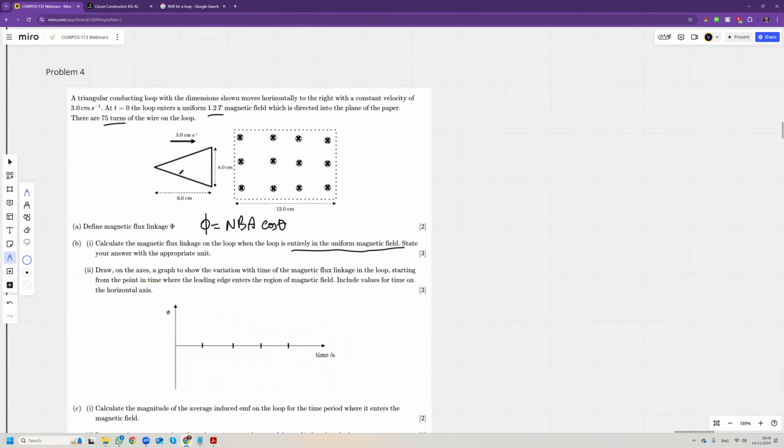That's a good question. So we need the area. So this is a 6, that's a 4. So the area is 1/2 times 6 times 4, which is 12 centimeters squared. That is 0.0012 square meters.